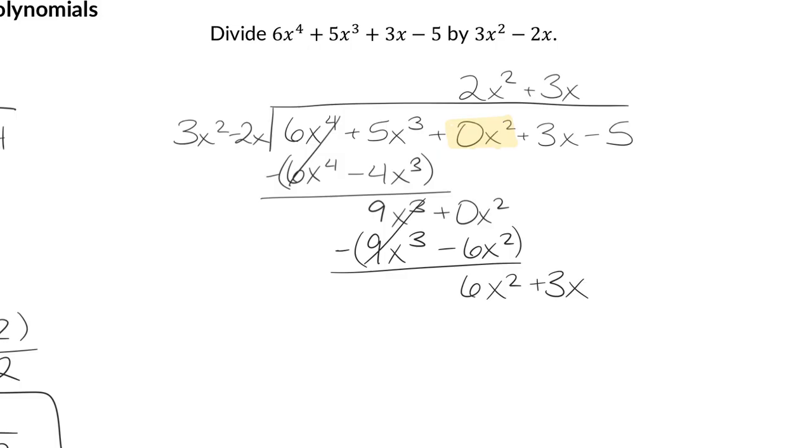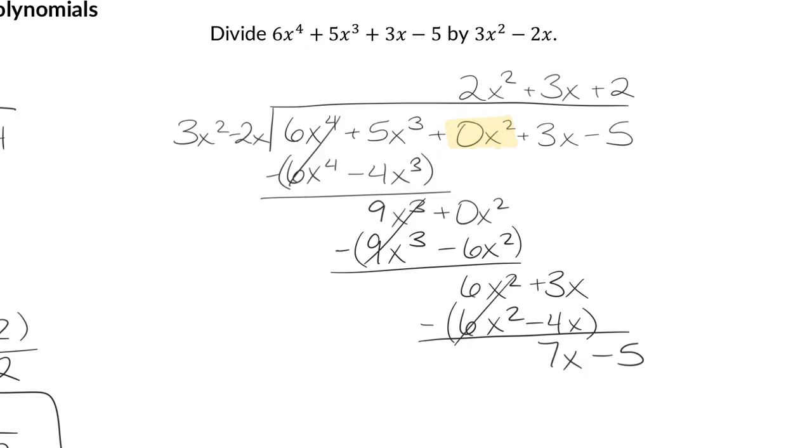6x squared divided by 3x squared is 2. We multiply by 3x squared and negative 2x. Subtract. First term can and should cancel. This is minus a minus, so we add. This is 7x. Then we bring down.